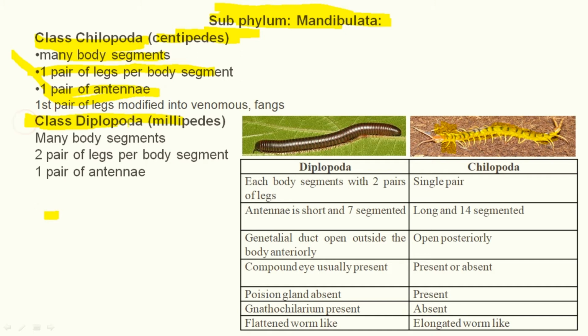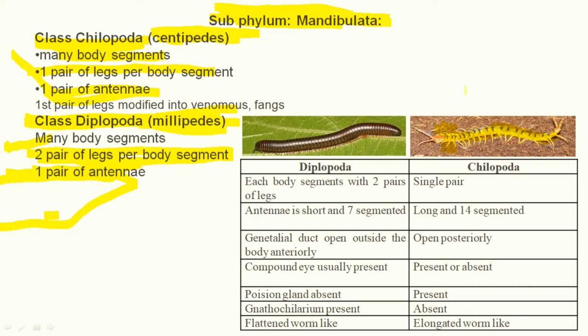Then come to the next one, class Diplopoda. Example is millipedes, milli-pods, that means legs. Centipedes means 100 legs. Millipedes means 1000 or 1 million legs, just for understanding. They also have many body segments. That is not important. But instead of one pair of legs per segment, they have 2 pairs of legs. That's why they are known as millipedes. And one pair of short antenna will be there.